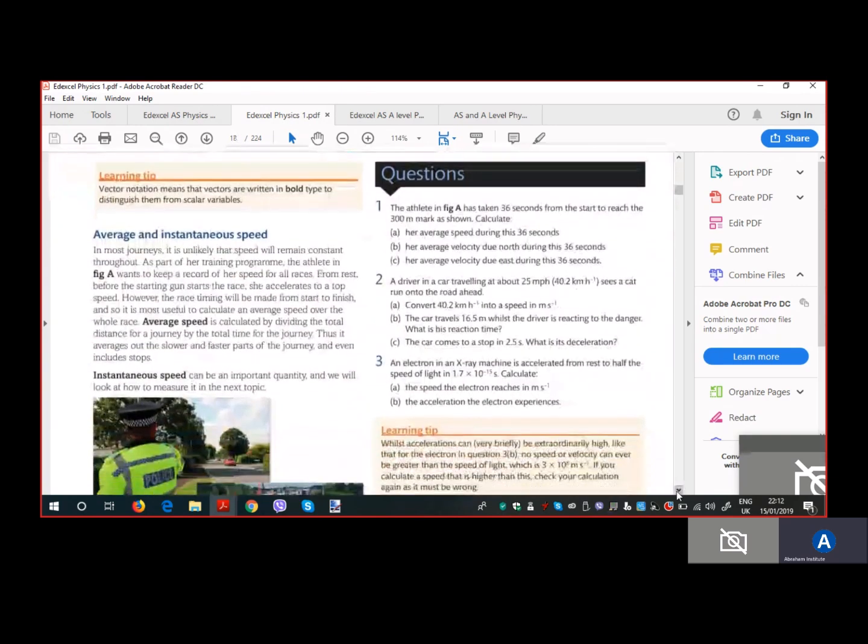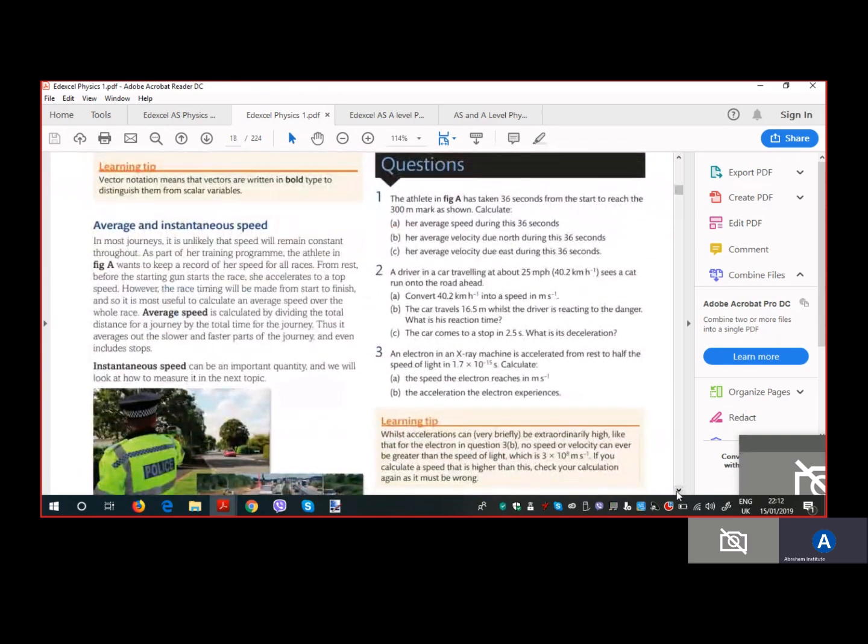By the way, instantaneous speed. What do we mean by the word instantaneous? What is the meaning of the word instantaneous? I asked you. I don't know, sir. Okay, so instantaneous, instant. What do you mean by the word instant? Like quick or something. Yeah, at that particular moment, at that instant. So instantaneous speed means the speed at that moment.